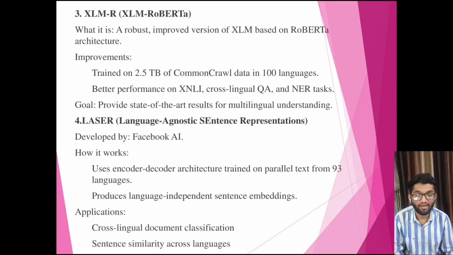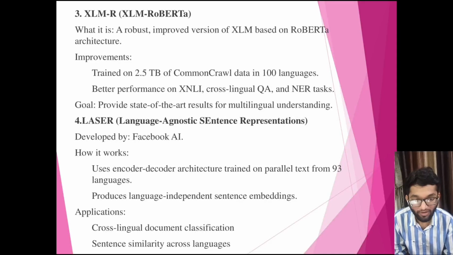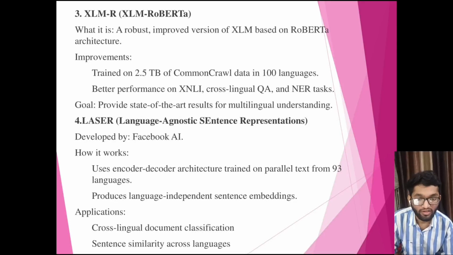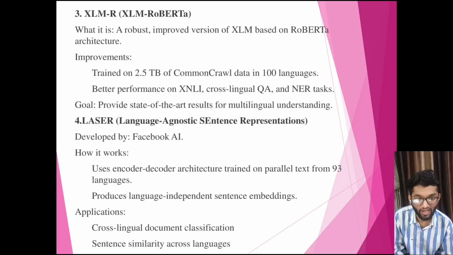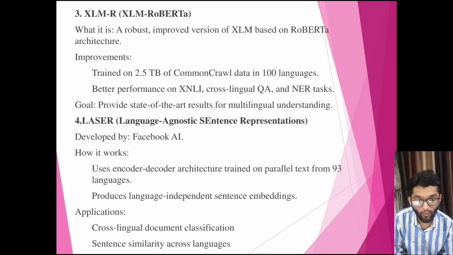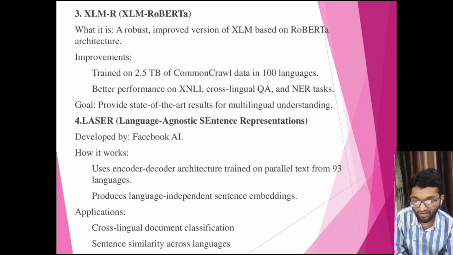The third example is XLMR, XLM-RoBERTa. What is it? An improved version of XLM based on the RoBERTa architecture. Improvements: trained on 2.5 TB of Common Crawl data in 100 languages, leading to better performance on multilingual tasks. The key features of this is better performance on tasks like XNLI, cross-lingual question answering, and named entity recognition. Provides state-of-the-art results for multilingual understanding.